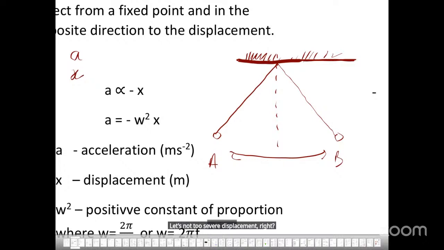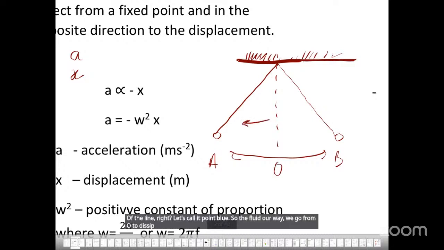Where is the equilibrium position there? The dotted line, right? Let's call that point O. So the further away we go from O, the displacement, what? Increasing, right? The further away we go, the displacement is increasing. Something else is also increasing.